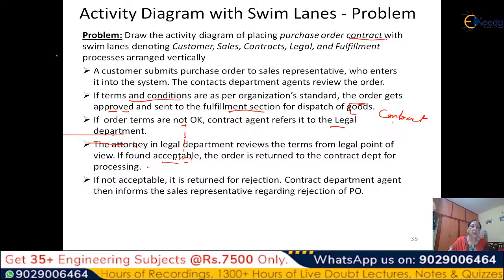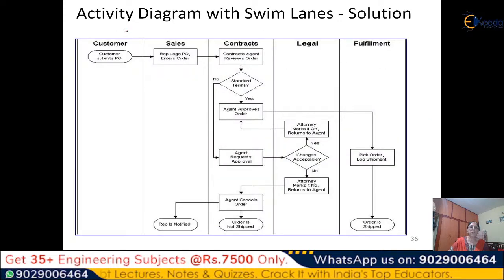So this is our problem, that we have to create an activity diagram. This is one process, so we have to show the sub processes. You can see we have taken the customer, the sales representative, the contract agent, and the attorney from the legal department, and there is a fulfillment section who will process the order once it is approved. These are the swim lanes. This is one swim lane, this is another swim lane, and like that. So it is flowing from one swim lane to another swim lane. And for each swim lane, there is a particular sub process.